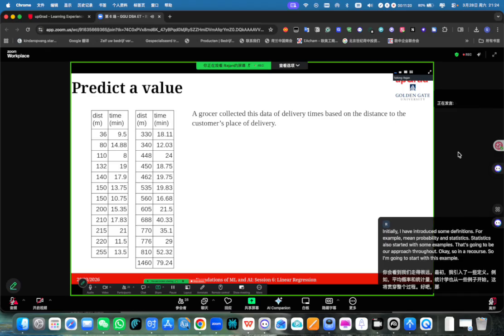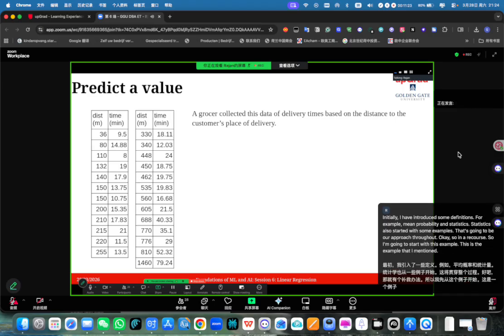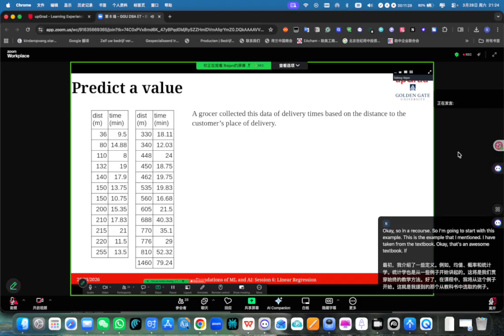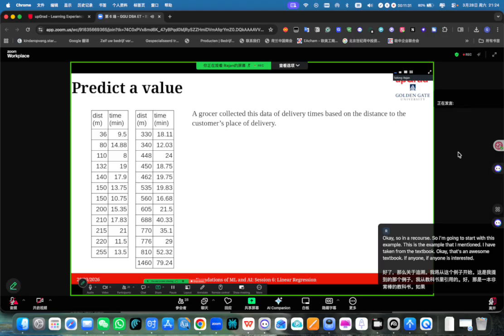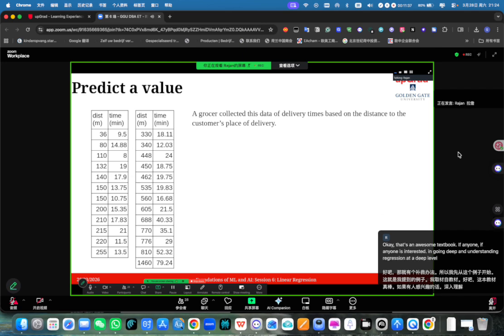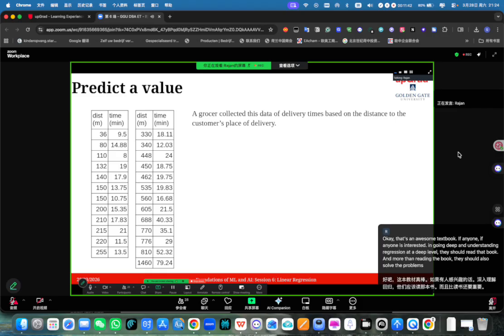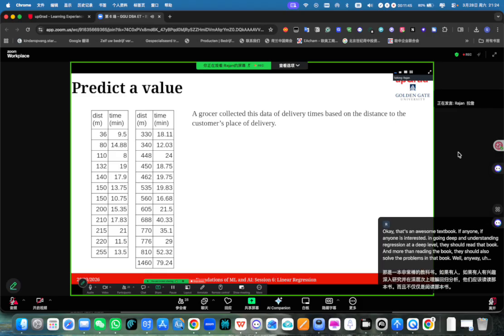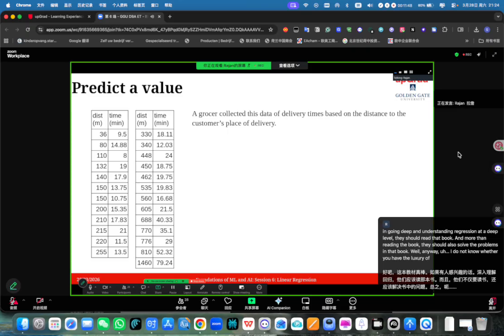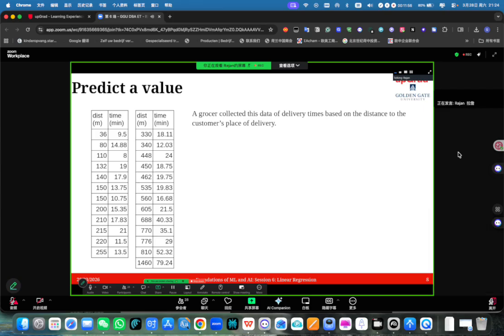This is the example that I mentioned. I have taken it from the textbook, an awesome textbook. If anyone is interested in going deep and understanding regression at a deep level, they should read that book. And more than reading the book, they should also solve the problems in that book. I do not know whether you have the luxury of time for that, but here is an example. I think this is the first problem in the second chapter. The first chapter is like an introduction.